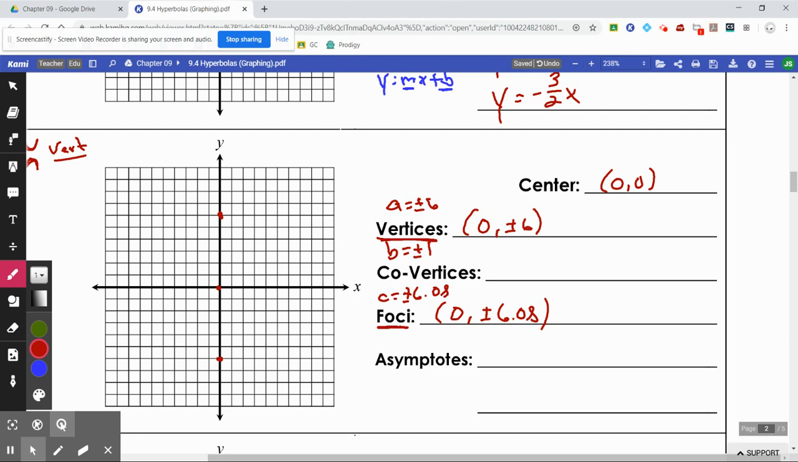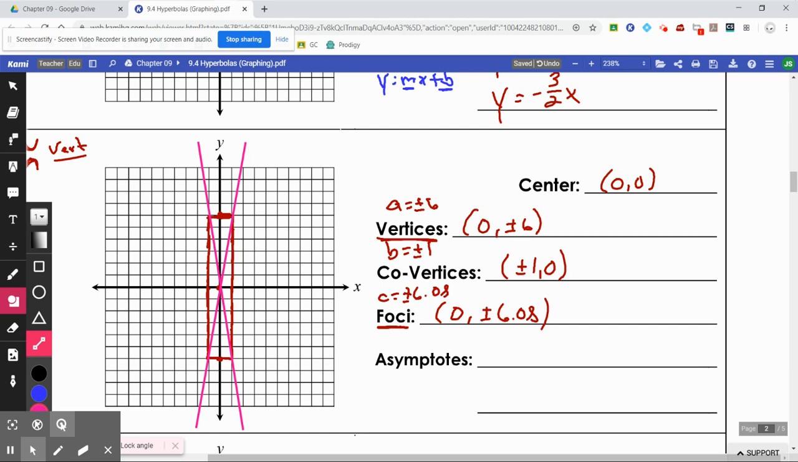Since the co-vertices are plus and minus 1, that means we're going to go right 1 and we're going to go left 1. And that's going to be located at plus and minus 1, 0, are our co-vertices. And we can draw our box from there. Through our co-vertices, we have vertical lines. Through our vertices, we draw 2 horizontal lines. And there's our box that we're going to use to actually draw our hyperbola. And now let's draw our 2 asymptote lines. I went ahead and paused it so that I could get some better lines drawn there. So there's our 2 asymptote lines.